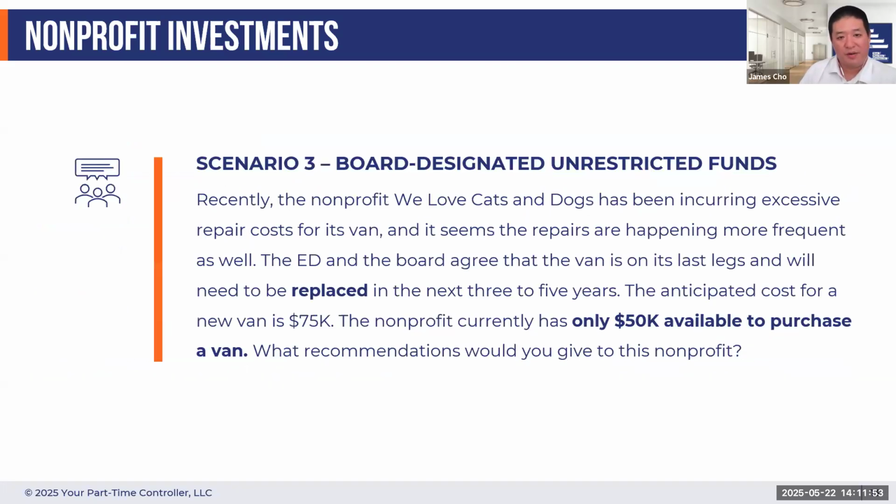Scenario three is a board designated unrestricted fund. Recently, the nonprofit We Love Cats and Dogs has been incurring excessive repair costs for its van, and it seems the repairs are happening more frequently as well. The ED and the board agree that the van is on its last legs and will need to be replaced in the next 3 to 5 years. The anticipated cost for the new van is $75,000. The nonprofit currently has only $50,000 available to purchase a van. What recommendations would you give to this nonprofit?